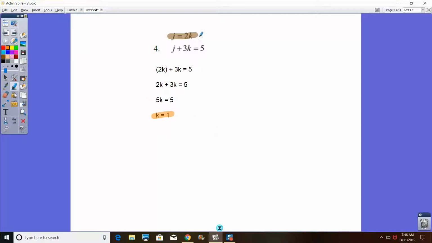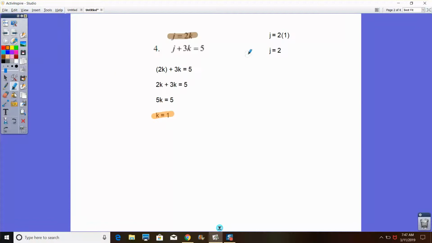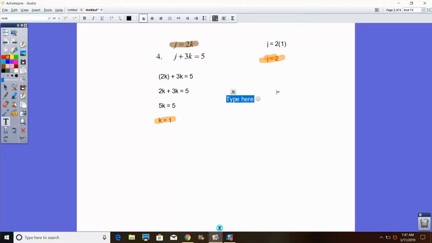And then when we go back up here, we're going to plug this k value into the k right here. So that means that j is just going to equal 2 times 1, which is just 2. So our solution here, if we were to write it in the format of j comma k, is 2 comma 1. Obviously, we would write ordered pairs in alphabetical order. So 2 comma 1 would be our solution here, and that would be j comma k, right?